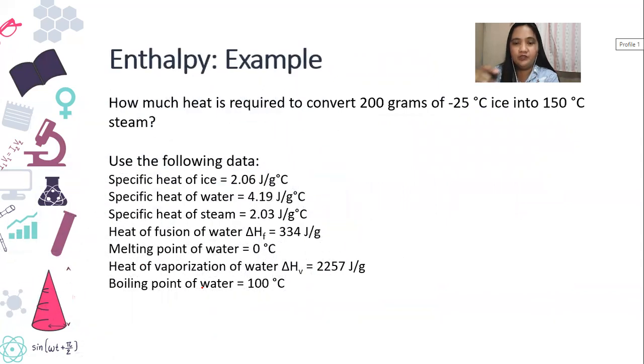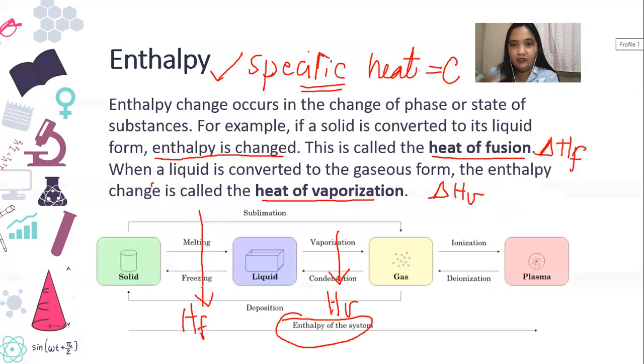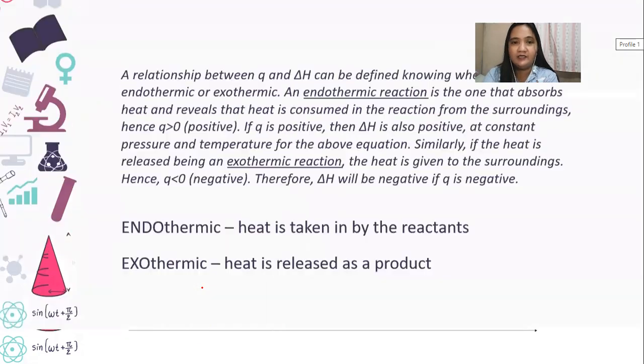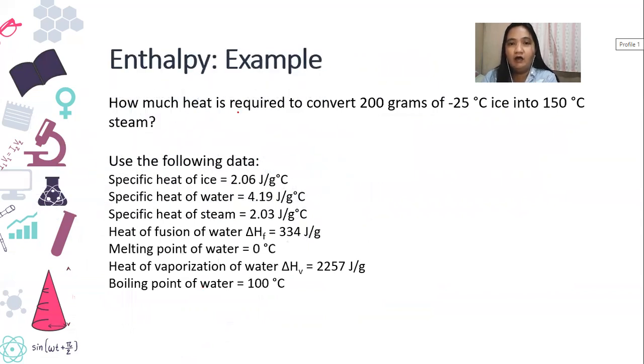So I was really stressing from the PowerPoint that enthalpy is very useful when the system is using phase changes. Wherein, for example, ice to steam, like in my example. My example talks about the conversion of 200 grams of negative 25 degrees Celsius ice to 150 degrees Celsius of steam. So I'm giving you a set of data when a problem like this is given.